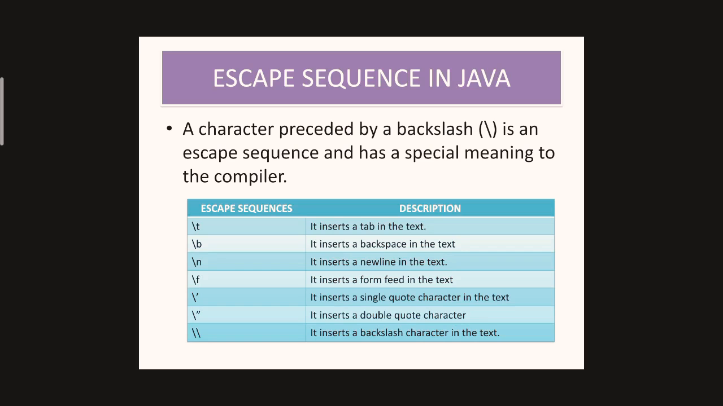For giving a new line you have to use the escape sequence \n. Form feed is another escape sequence which allows you to go directly to the next page at execution time. For a single quote you have to use \' and for a double quote you use \", and for a backslash character in the text you have to use a double backslash. So this is how escape sequences work. Many more exist, but these are some important ones you normally use in your code.